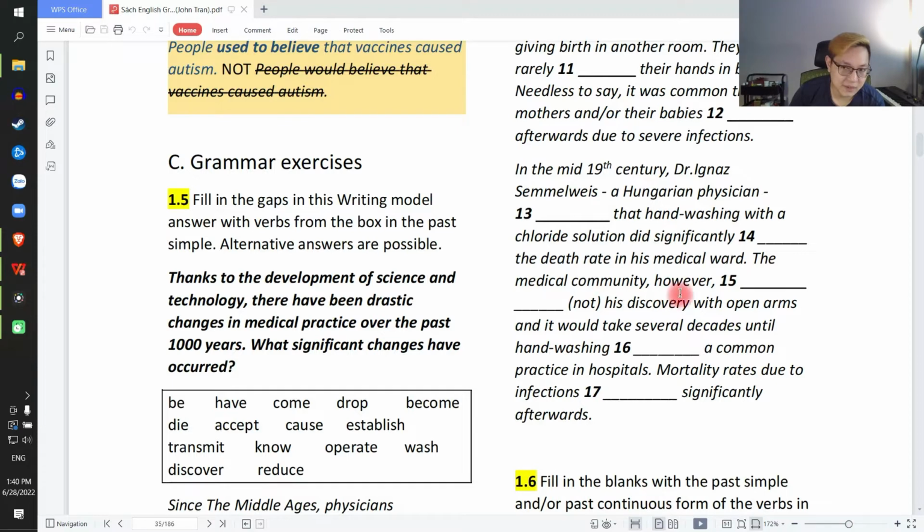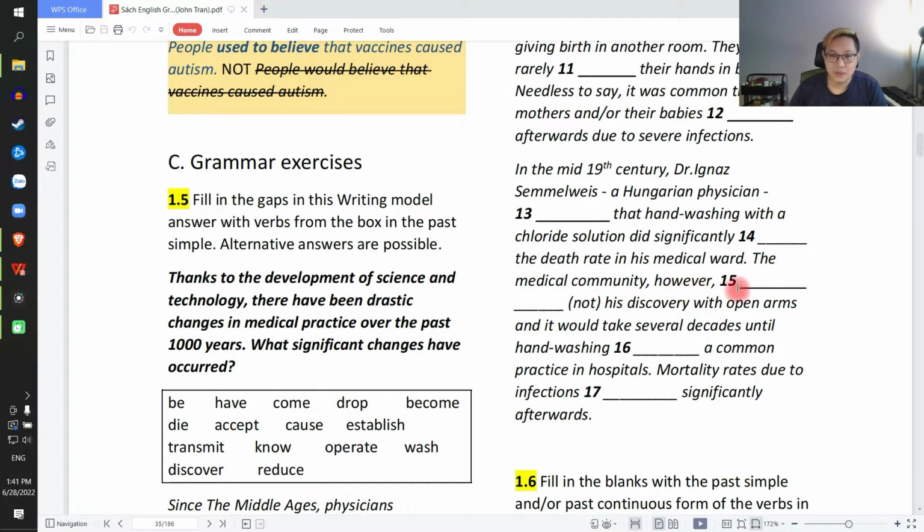The medical community, however, did not accept his discovery with open arms, and it would take several decades until hand washing became a common practice in hospitals.